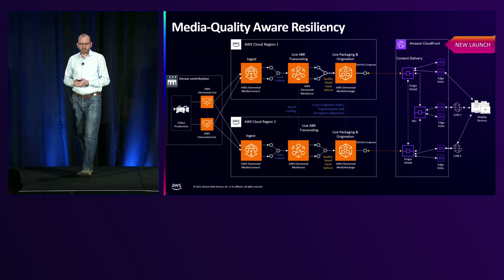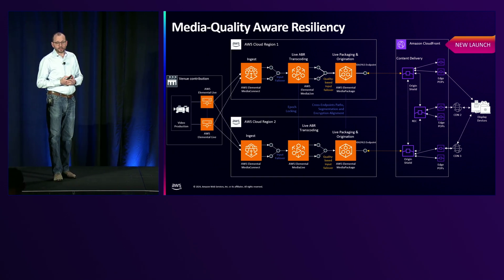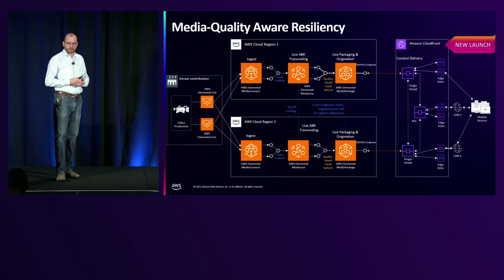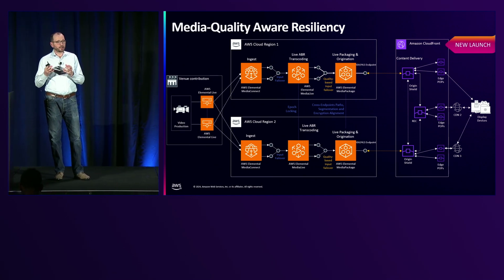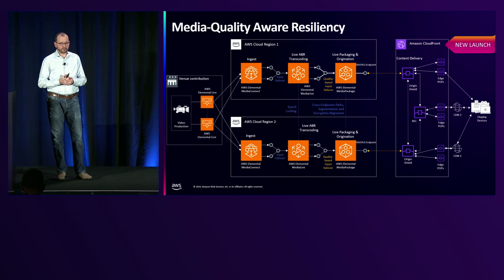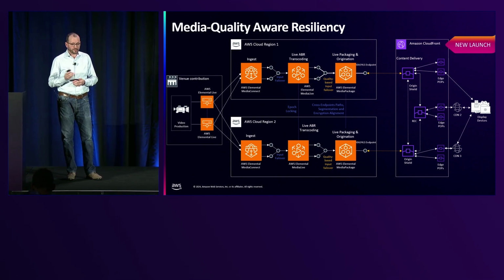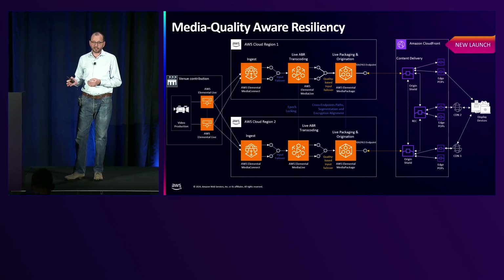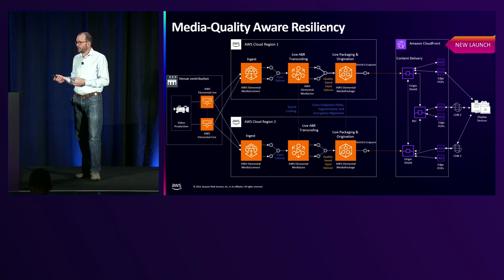But now we've launched Media Quality Aware Resiliency, again, MQAR. This is an integration between Elemental Media Services and CloudFront, and it consumes a dynamically computed quality score for each of your two redundant video streams. This provides then near instantaneous cross-region selection of origin based on this dynamically generated video score. This basically automates the eyes on glass and will cause a failover to happen much more quickly.